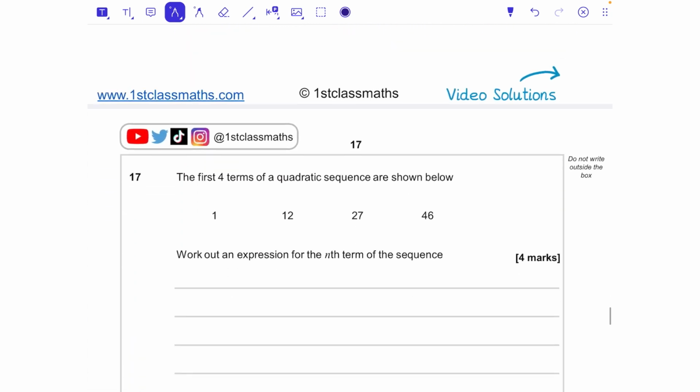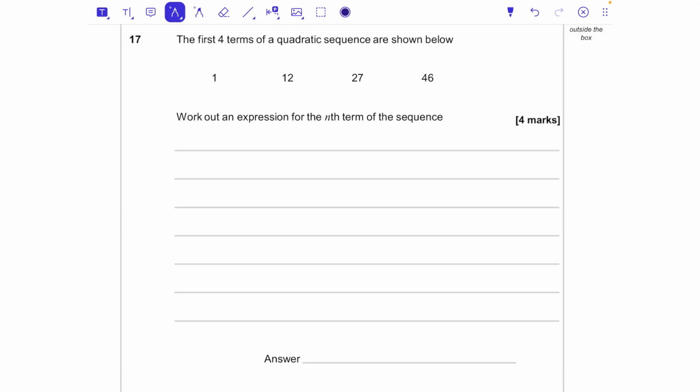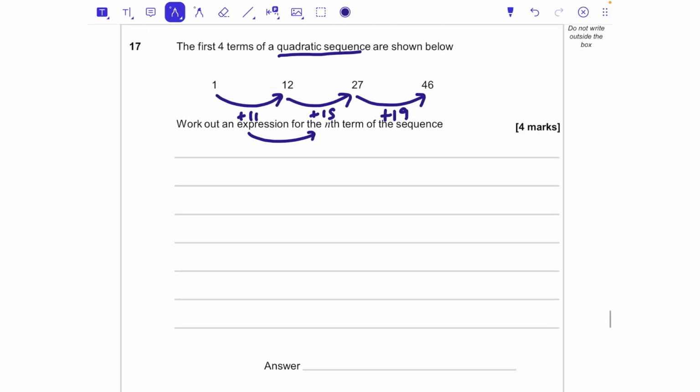Okay, question number 17. The first 4 terms of a quadratic sequence are shown below: 1, 12, 27, and 46. Now that's gone up by 11, that's gone up by 15, that's gone up by 19. So that's what's happened so far. Now, if the first difference is not the same, then we're going to need to go to the second difference, and we know that happens in a quadratic sequence. So the difference of the difference is that it's added 4 both times.